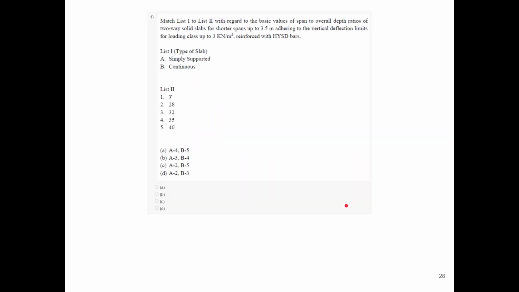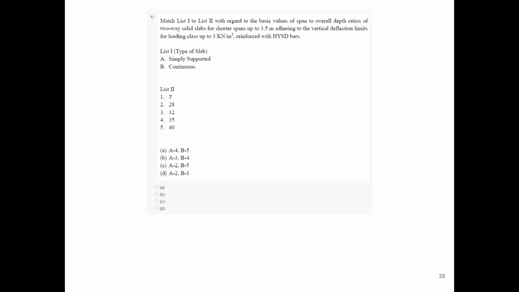First question: match list 1 to list 2 with regard to the basic values of span to overall depth ratios of two-way solid slabs for shorter spans up to 3.5 meter, adhering to the vertical deflection limits for loading class up to 3 kilonewton per meter square, reinforced with HYSD bars. List 1 has types of slabs, simply supported and continuous, and list 2 has the values 7, 28, 32, 35, 40. Which will be the correct match?